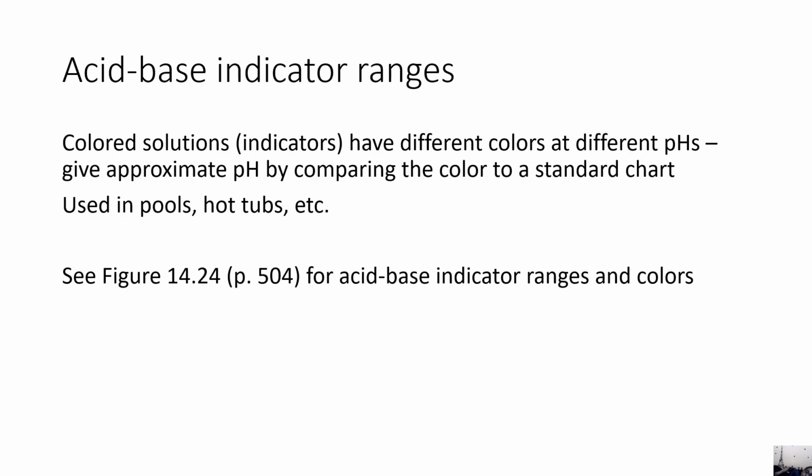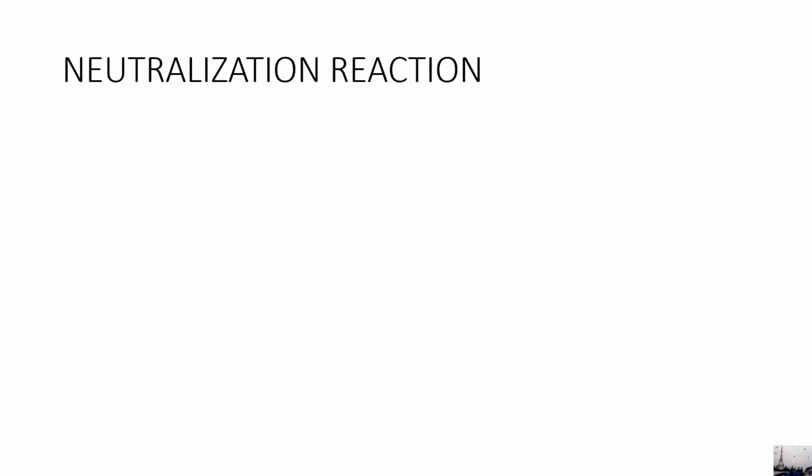Now let's talk about acid-base indicator ranges. Now there are some colored solutions which we call indicators that have different colors at different pHs, and they give an approximate pH by comparing the color to a standard chart. So we have a standard chart where we know which color points to which pH. Okay. So these are the basic function of acid-base indicators.